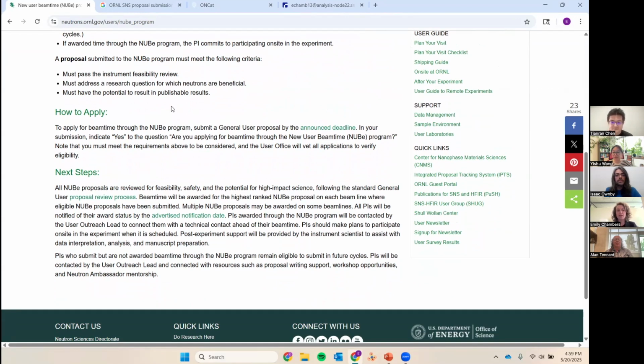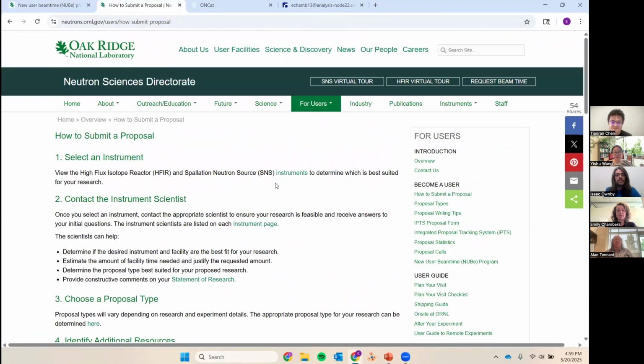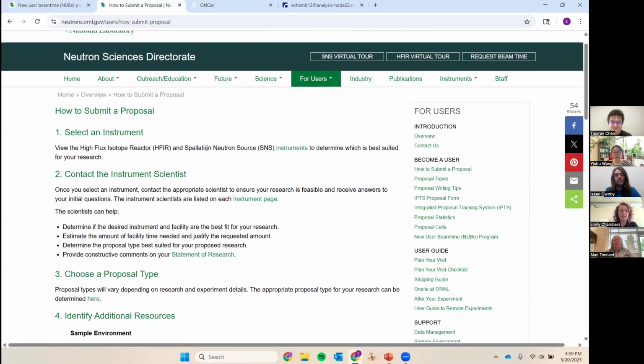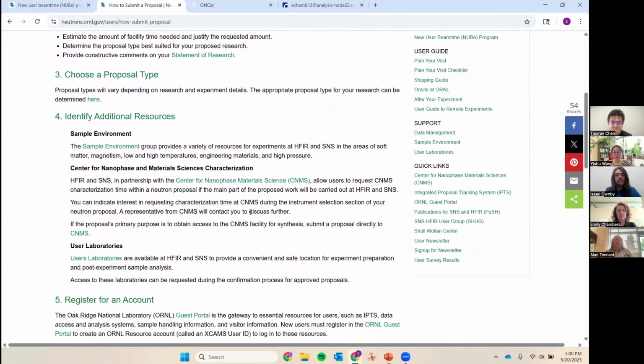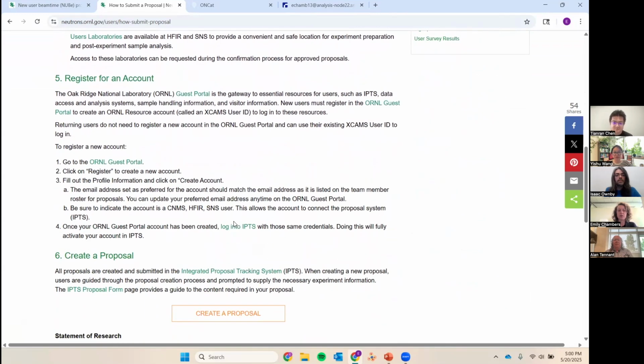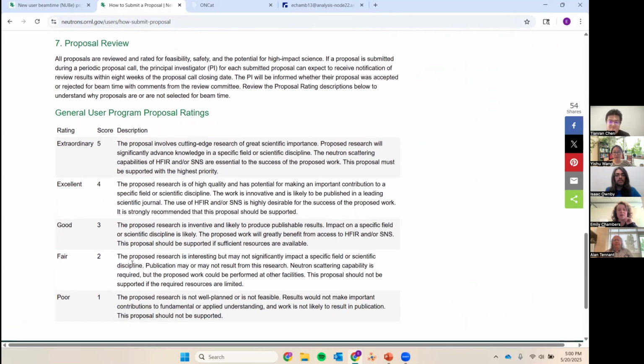Additionally, if you're not a new user, but you would still like to submit a proposal, then you can just Google ORNL SNS proposal submission. From here, there is a much more detailed step-by-step process for how to submit a proposal. As I mentioned before, connecting with the instrument scientist team early on in the stage of planning your experiment is important. Then you can see the other details that are required, including any preliminary sample characterization that you might need, registering for your account, creating a proposal, and then also most importantly, how your proposal is going to be judged based off of the content that you submit.